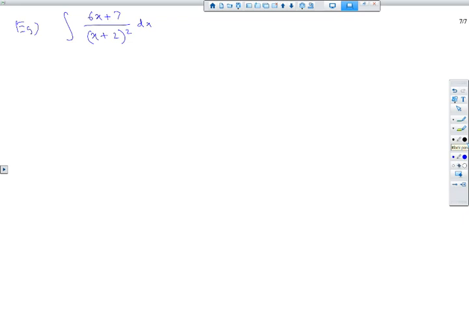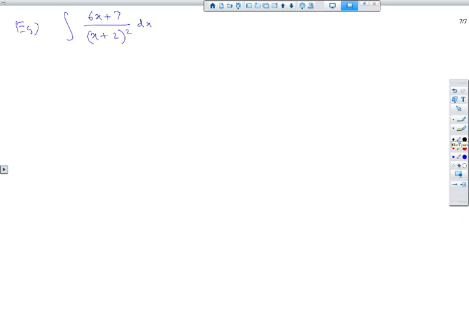So how about this problem? We're going to do the integral of 6x plus 7 over x plus 2 squared dx, and we talked about before what's going to happen if you have a repeated factor. So what are the repeated factors?